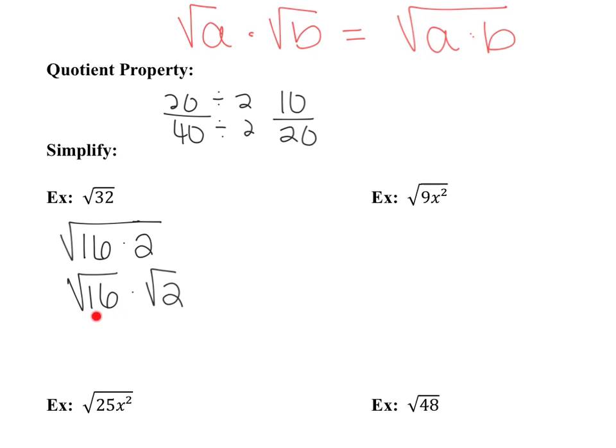Now I have these two separate square roots, and I know the square root of 16. The square root of 16 is 4. I don't know the square root of 2, so I keep that. So my final answer would be 4 square root of 2. This is the simplified version of square root of 32. They're the same, just like 1/2 is the same as 20 over 40. It's just a simplified version. 4 square root of 2 is the same as square root of 32.